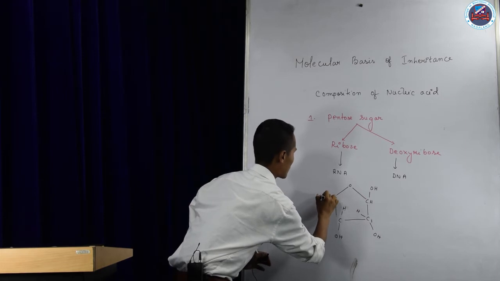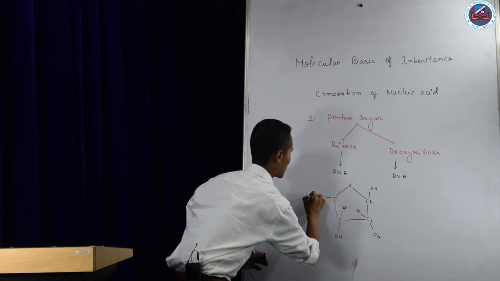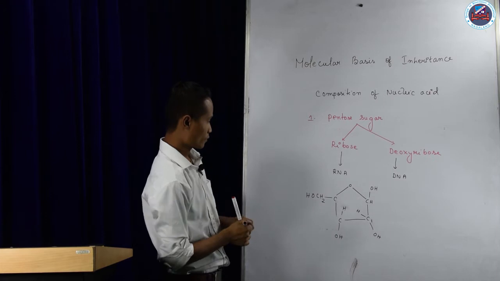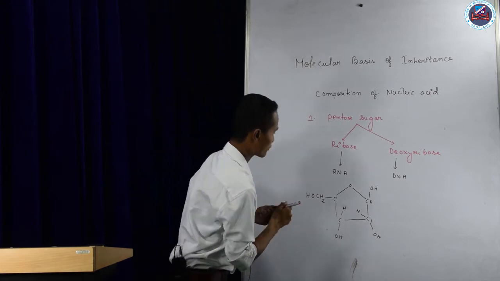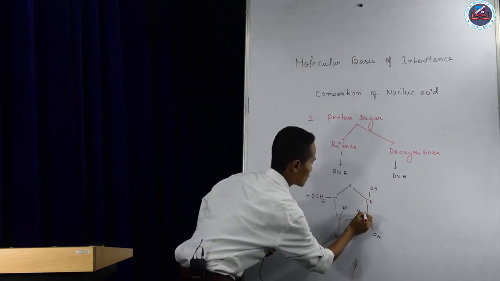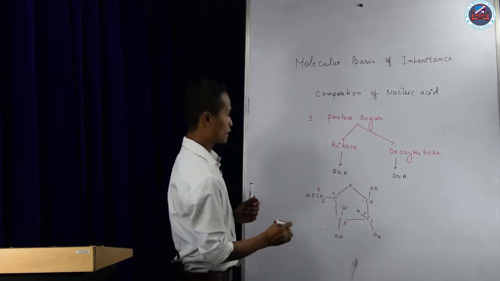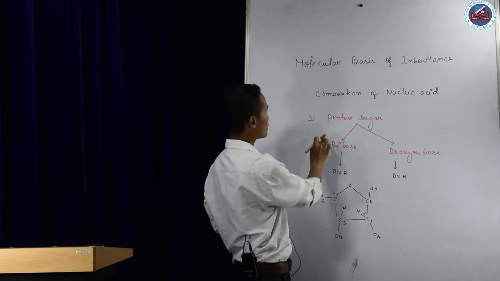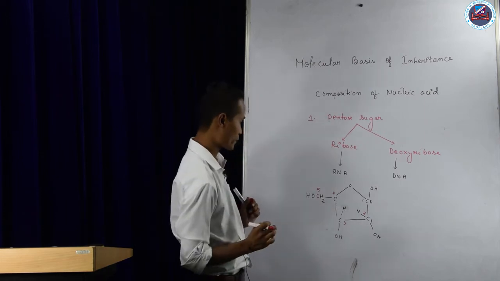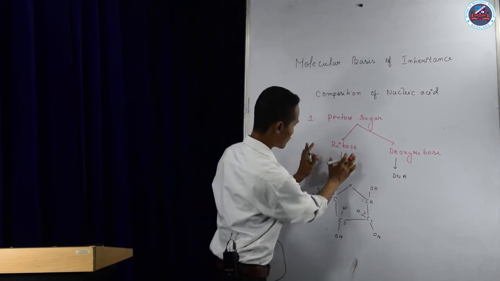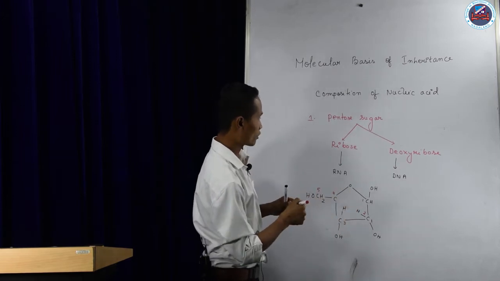CH2OH. I'll represent the carbon. Carbon number 1, carbon number 2, carbon number 3, carbon number 4, carbon number 5. So the name itself shows 5. 5 means pentose sugar. This is for the ribose. Let's make it for deoxyribose.